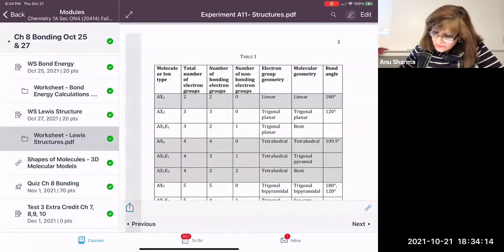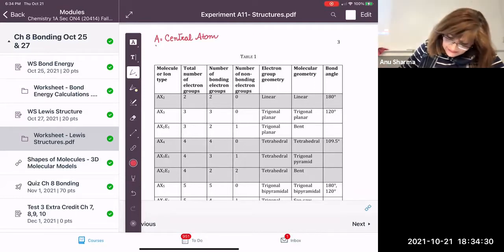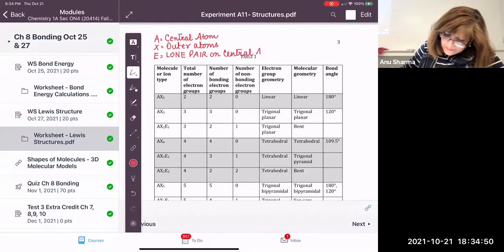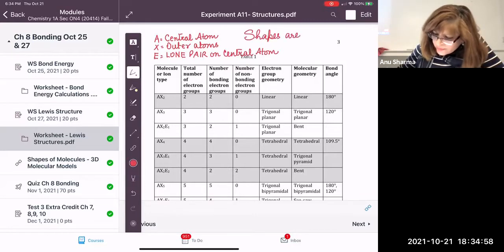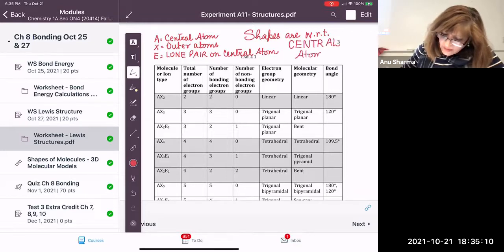Now pay attention, everyone. What does this mean? A stands for the central atom. This is the worksheet you will use. X stands for outer atoms. And E stands for lone pairs on the central atom. All these shapes are with respect to what is happening around the central atom. That is why the central atom is so important.